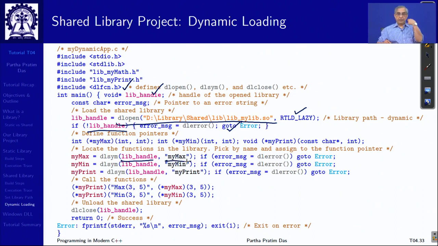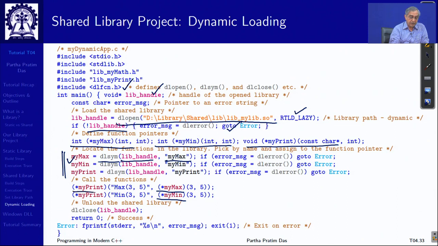So, my max I specify, dlsym returns me a pointer to that which I put to my max. For that, these function pointers my max, my min, my print have been defined, and I get these 3 function pointers according to the relative address within my library .so, and then I dereference these functions and use them. When I am done, I close the handle.